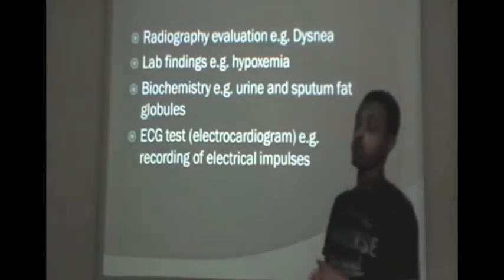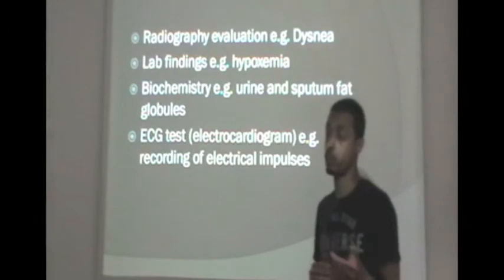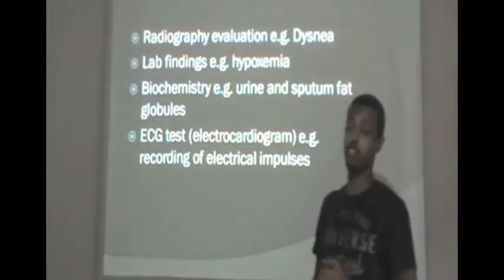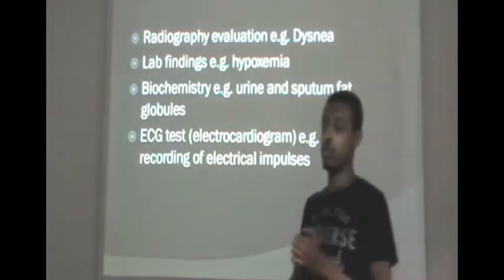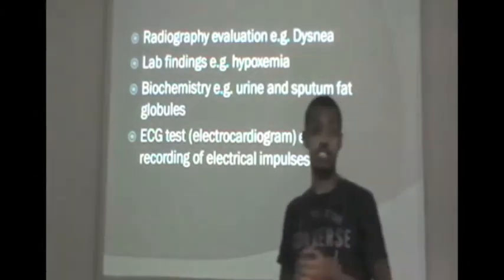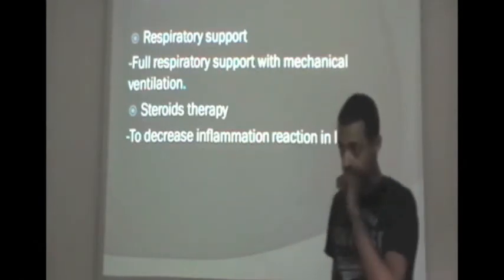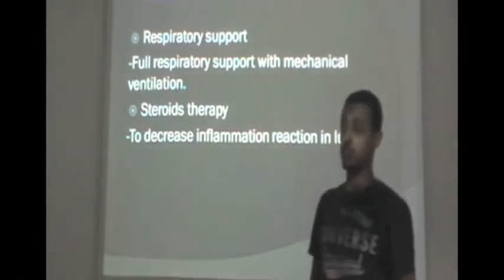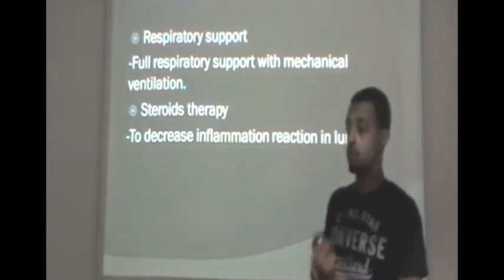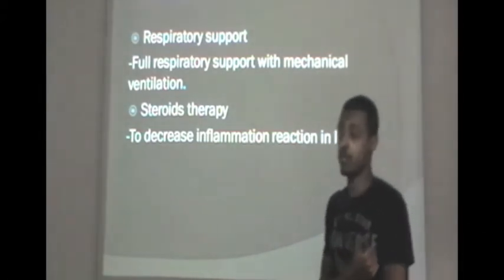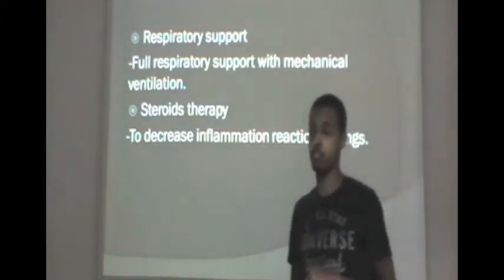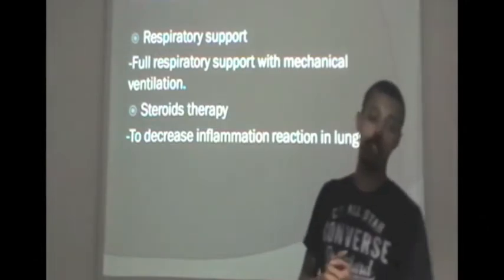Diagnosis of fat embolism is by radiography evaluation, for example dyspnea, lab findings such as hypoxemia, biochemistry, and an ECG test. Treatments could be either respiratory support, which is full support of the respiratory system with mechanical ventilation, and second, steroid therapy to decrease inflammatory reaction in the lungs.